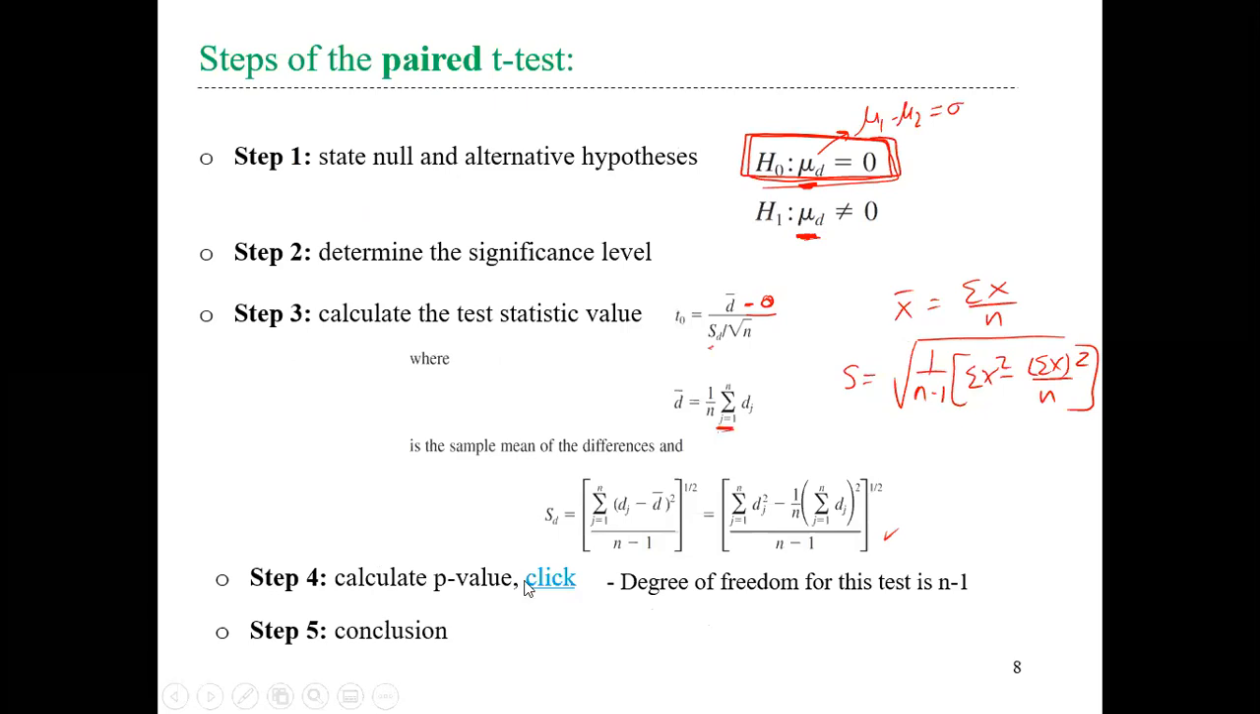The fourth step, calculate the p-value as before. Last step, conclusion. So let's follow these 5 steps in this example. Let me write down everything. Let me write down the two groups, type 1 of data, type 2.